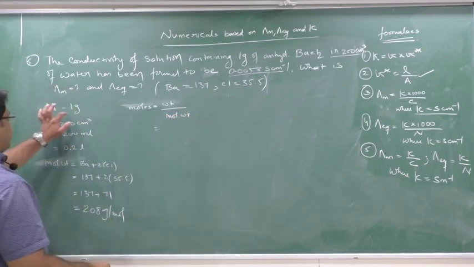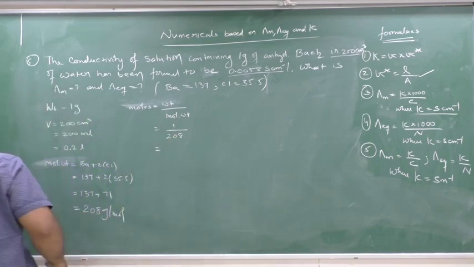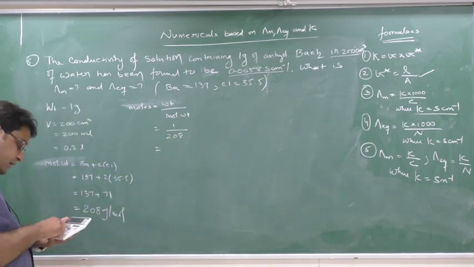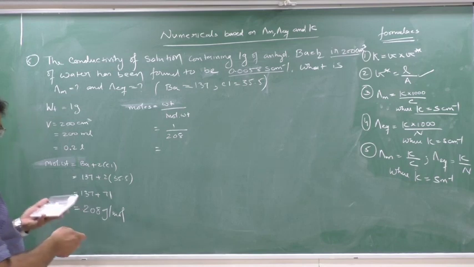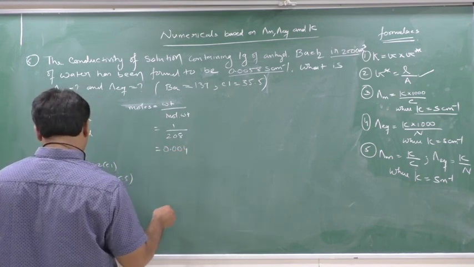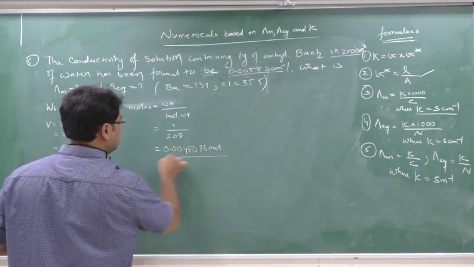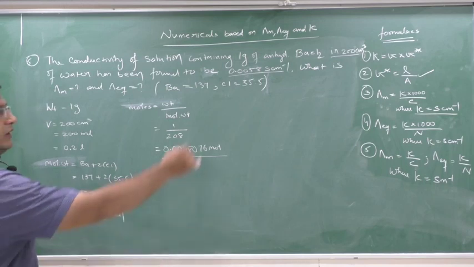How much weight have they given? They have given 1 by 208. So your answer will be 1 divided by 208, which is 0.0048076 moles.